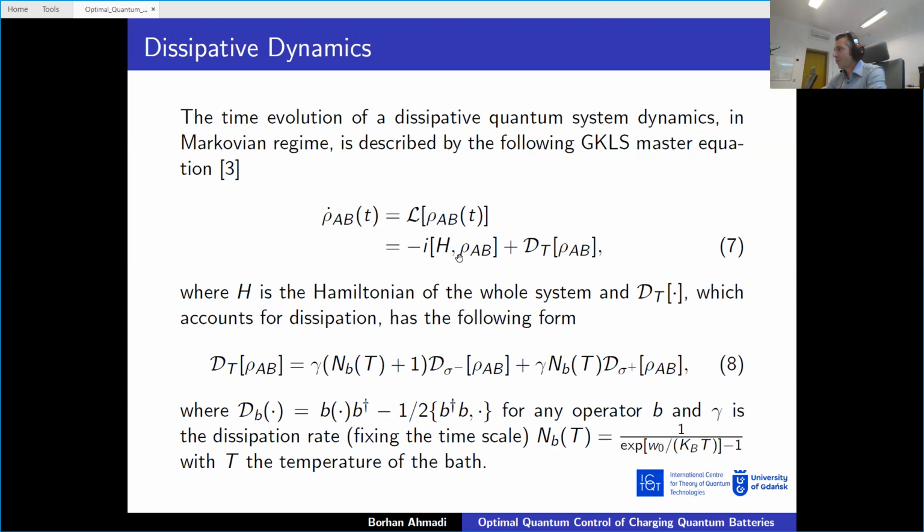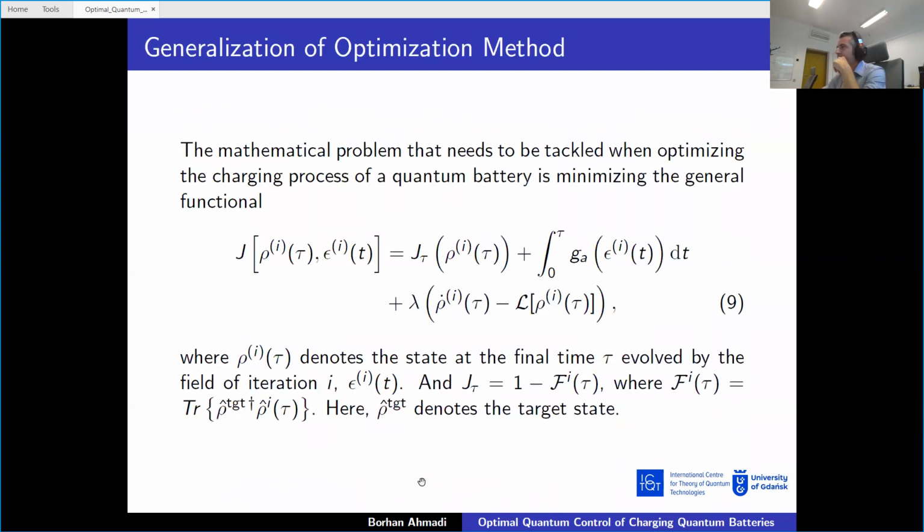Here H is the Hamiltonian of the whole system, rho AB is the density matrix of the charger and the battery, A is the charger, B is the battery, and D_t is the dissipator, which is given in equation 8 with D defined in this form. B is the annihilation operator and gamma is the dissipation rate. N_t is the average number of photons in mode omega 0 at time t with temperature T of the bath.